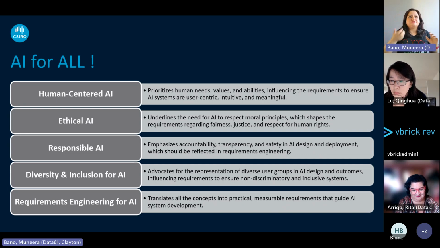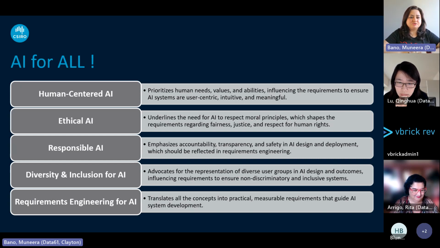So before going deep into why we are interested in RE for AI, I think quite a number of concepts get floated around, like human-centered AI, ethical AI, responsible AI, and then we are now talking about diversity and inclusion in AI. So they're all interconnected concepts, but there's a subtle difference if we look at it.